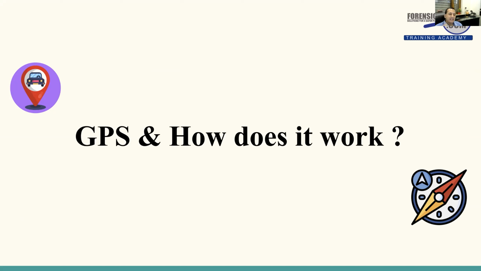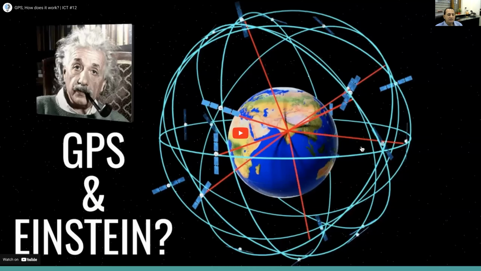Before we can actually analyze the contents of data that reside on a GPS, first we need to understand what GPS is and how it works. So that is very important. I have a small video which talks about GPS and Albert Einstein. We can have a quick look. Then after that, we will discuss it a little more.